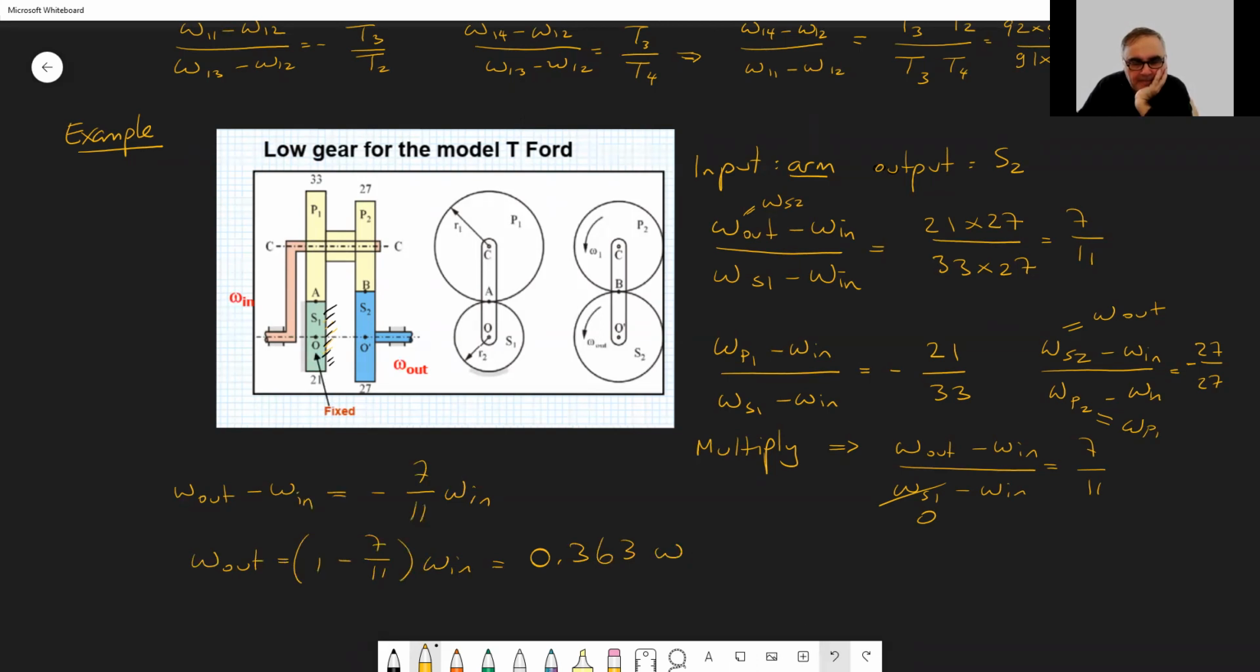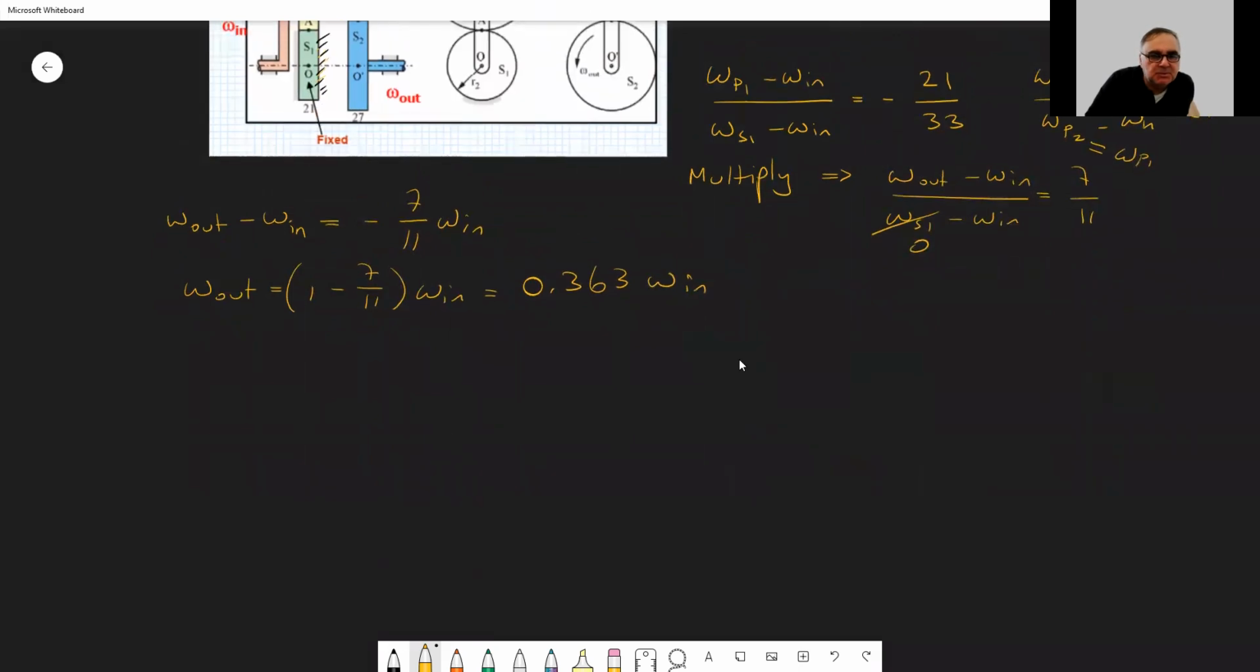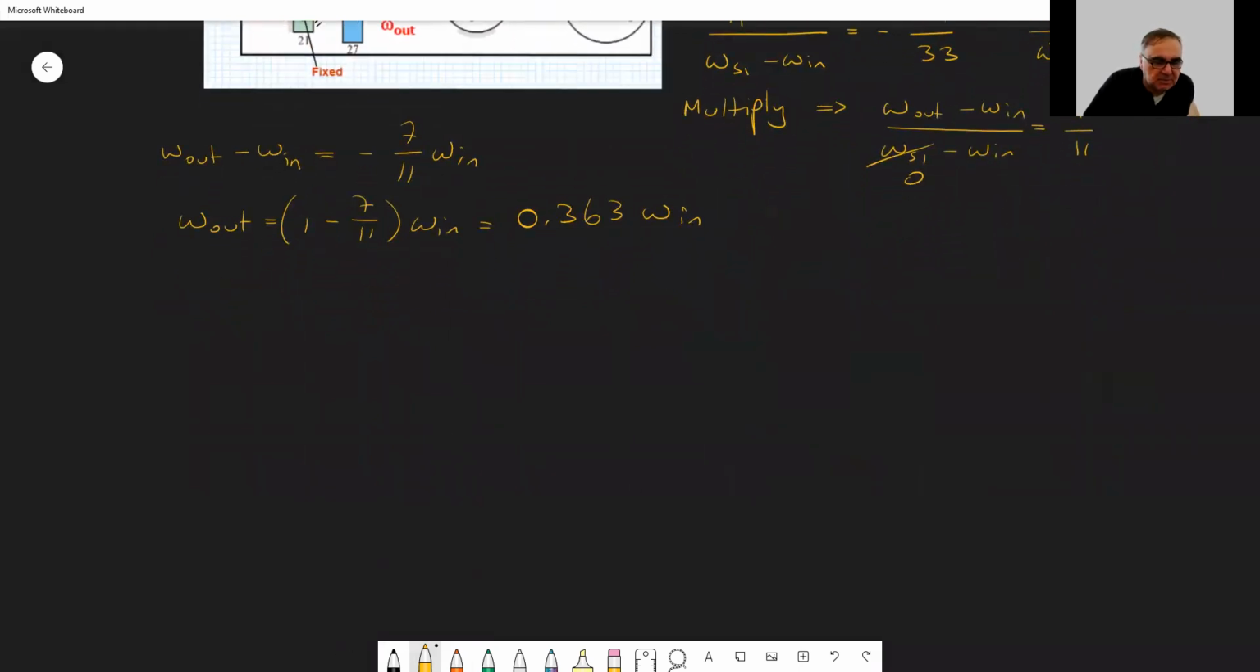so this is the result. You have a speed reduction of, well, almost 3 times. It is 36% of the input speed, as you see, the output speed. Okay. This is the low gear. That is, the speed is reduced almost 3 times here, as you see.